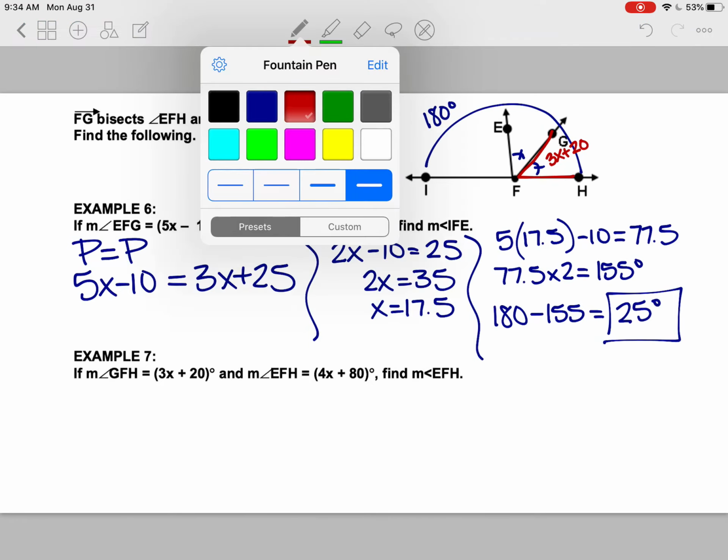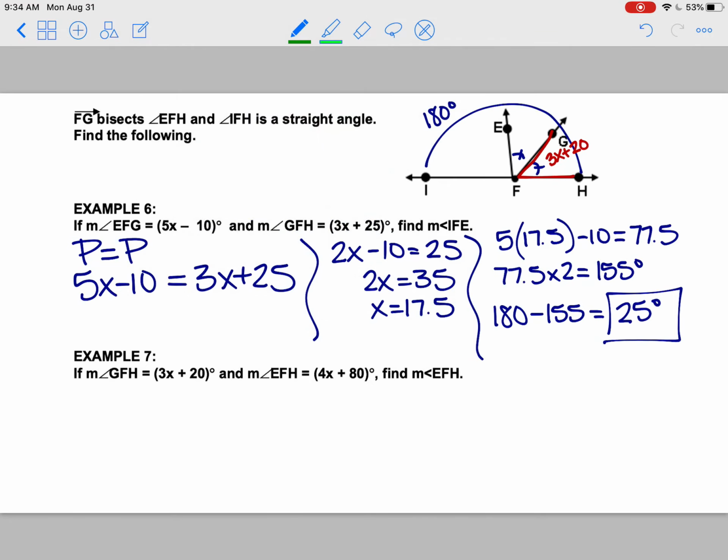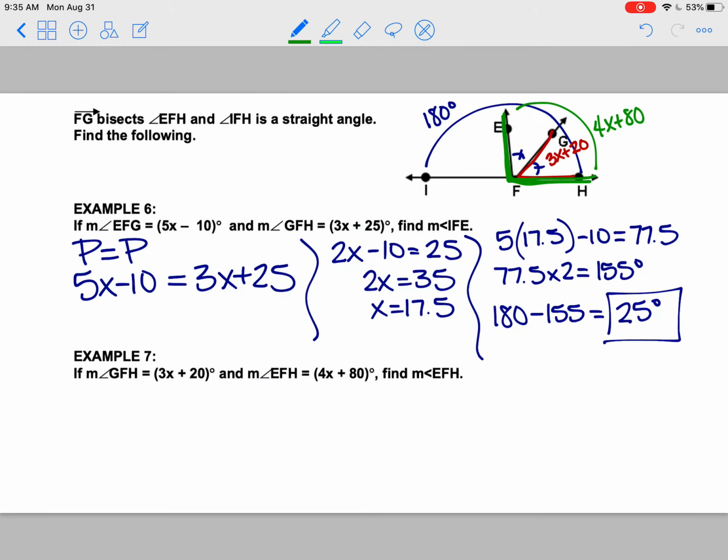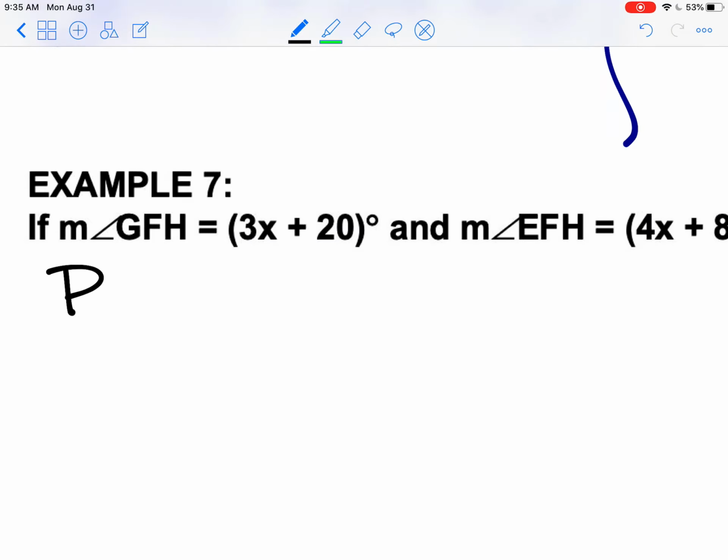EFH, be very careful which one it's talking about. Look what it's talking about here, not a congruent part. The whole thing is 4x plus 80. Okay, are those two parts congruent? No. 3x plus 20 is a part, 4x plus 80 is a whole. So I know that I have to use part plus part equals whole.